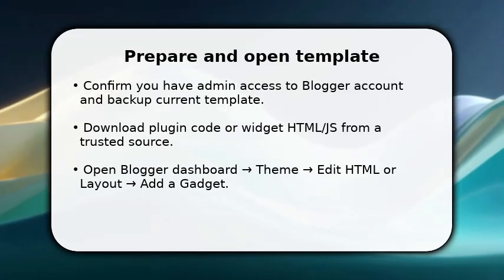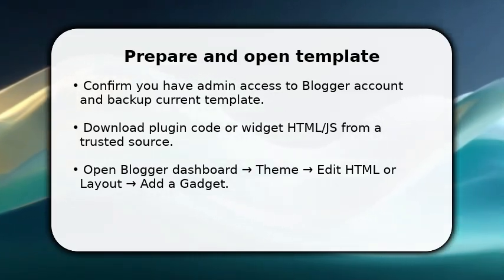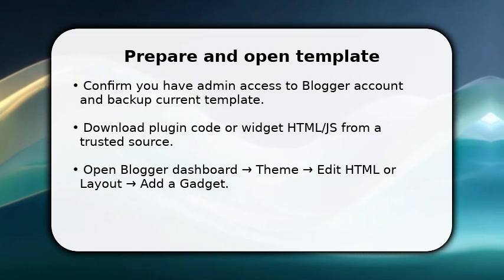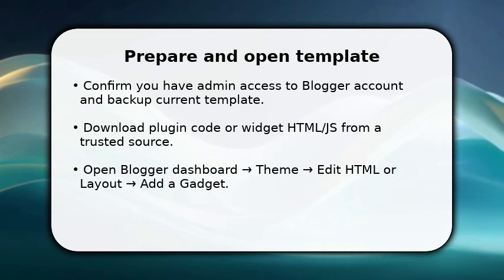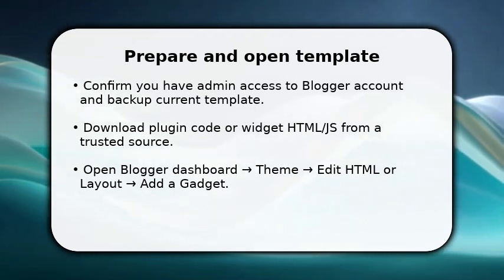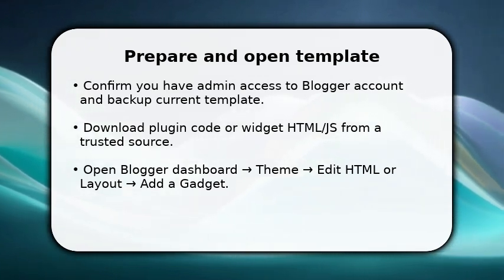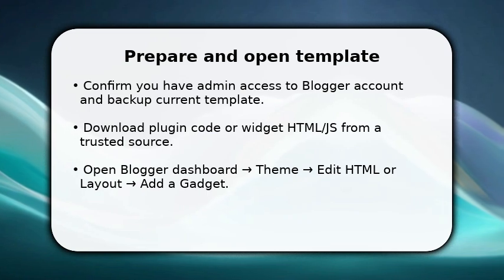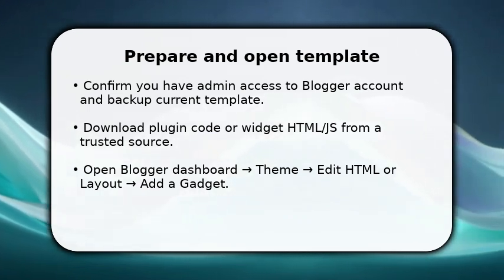You'll start by preparing. Make a quick template backup, because once you edit HTML, you want a restore point. Next, get the plugin code or widget file you plan to add. Verify it's safe. Now log into Blogger, open Theme and choose Edit HTML if the plugin needs direct insertion, or open Layout and select Add a Gadget to place a widget. Once done, keep the editor open and move to the exact insertion point for the next step.